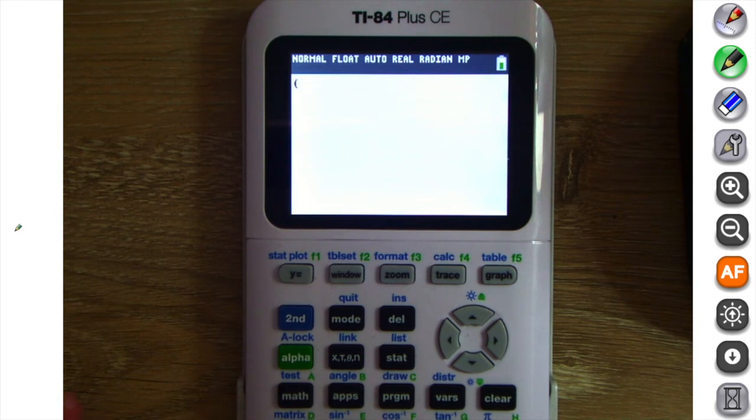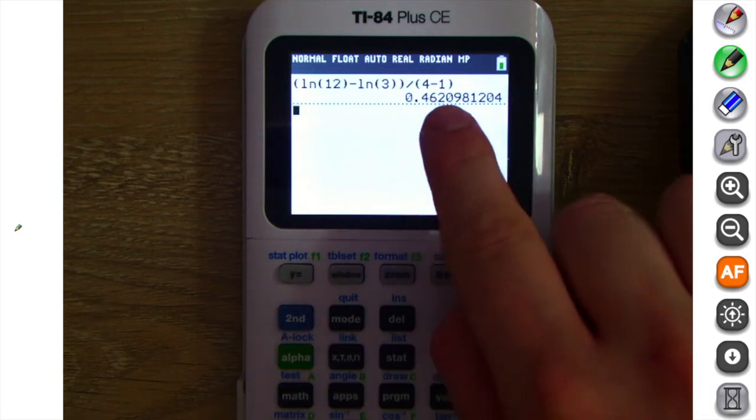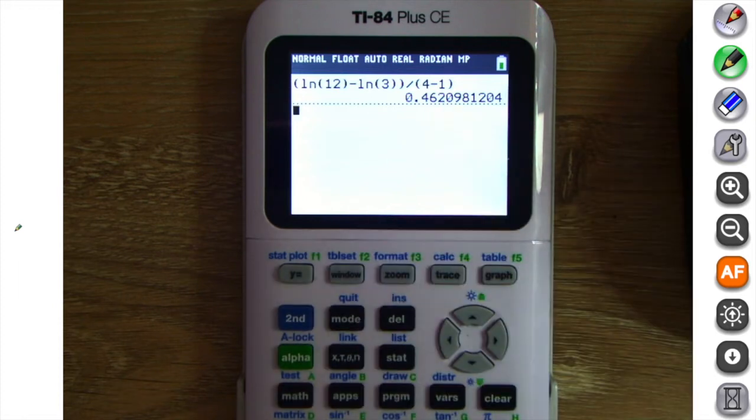We've got in the numerator, in parentheses, the natural log of 3 times 4, which would be 12, minus the natural log of 3. We put the numerator in parentheses, and we also make sure we put the denominator in parentheses, so 4 minus 1. That's going to give us an answer which is about 0.462. Again, we always round to 3 digits after the decimal place, and so that's where we would stop for our answer here.